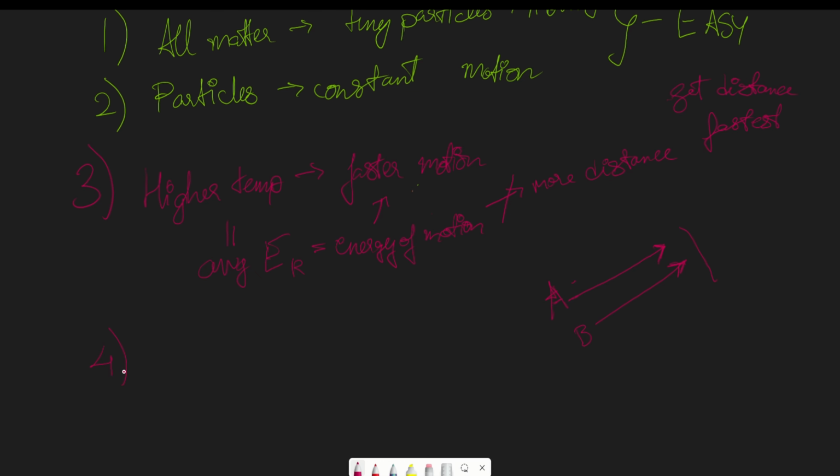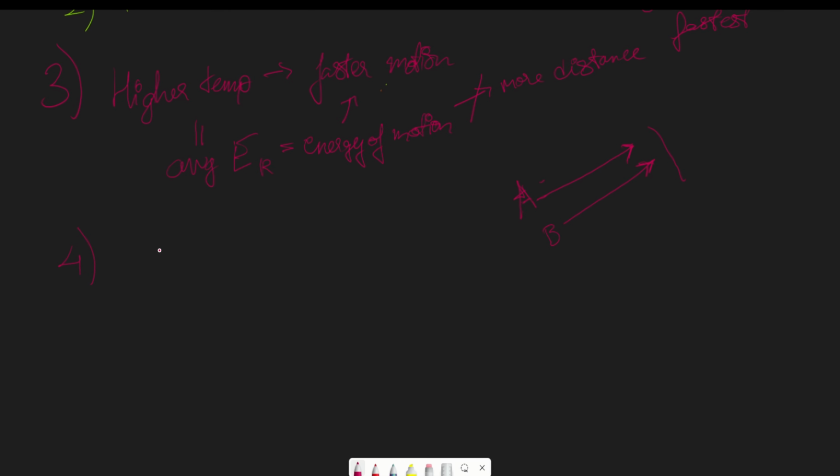Now, the fourth thing that we're going to look at is the heavier the particle, the slower the motion.